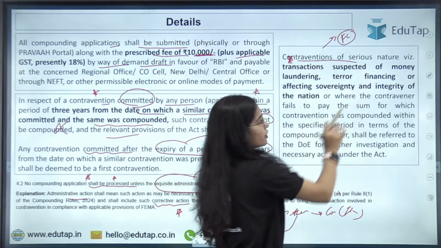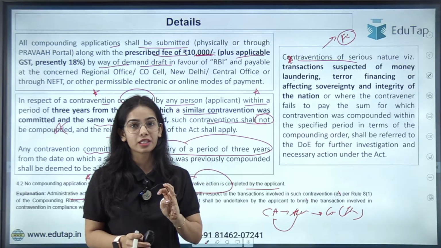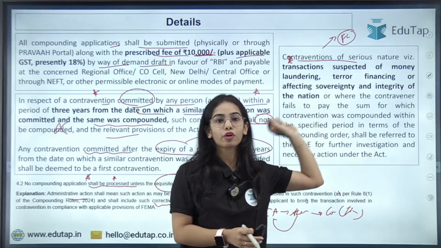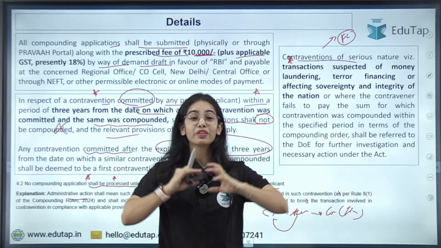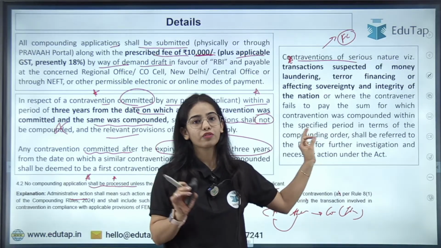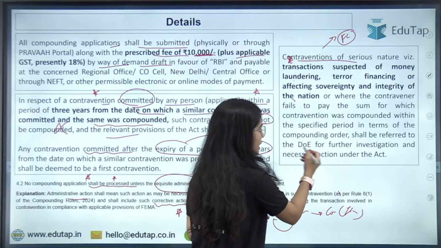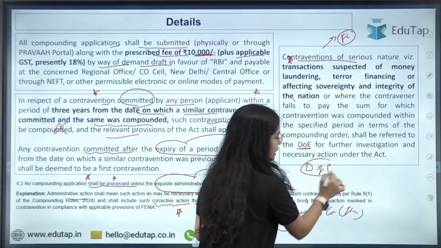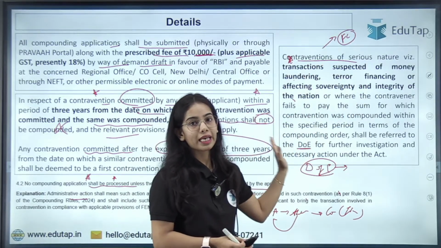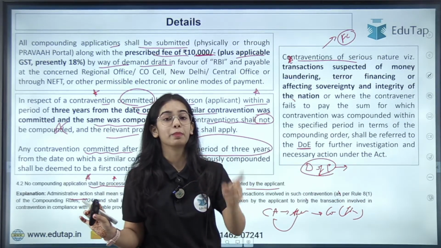Okay, now a contravention of serious nature. If the contravention is of serious nature, meaning it is related to money laundering, terrorist financing, or affecting the sovereignty and integrity of the nation, so if the breach is a very big breach, then the RBI cannot take into account the compounding of the contravention. This case will go to the Directorate of Enforcement under the Ministry of Revenue. The compounding of the contravention will not happen.